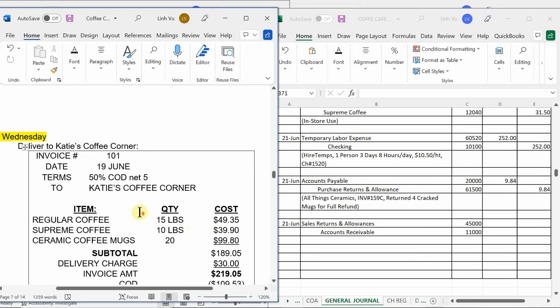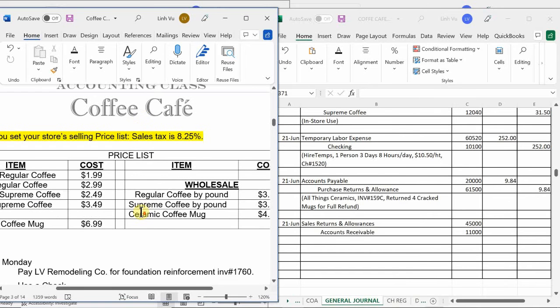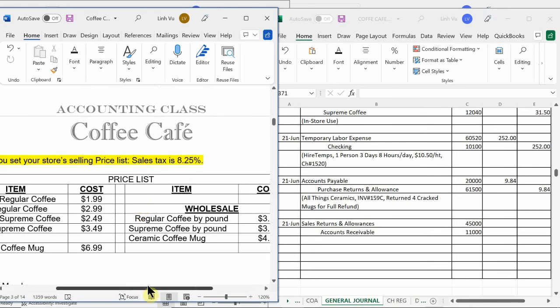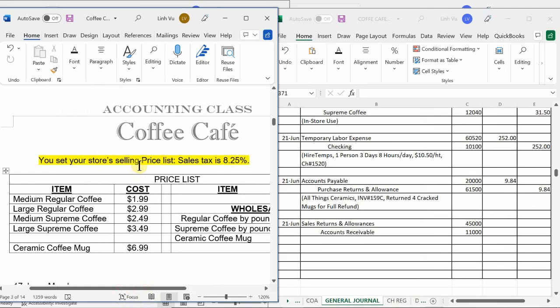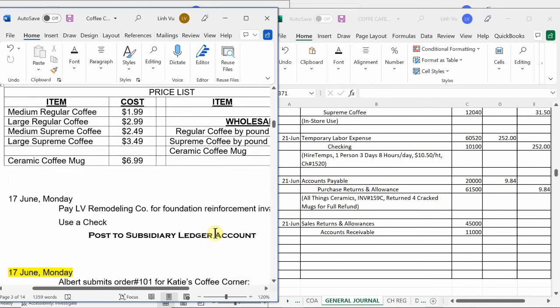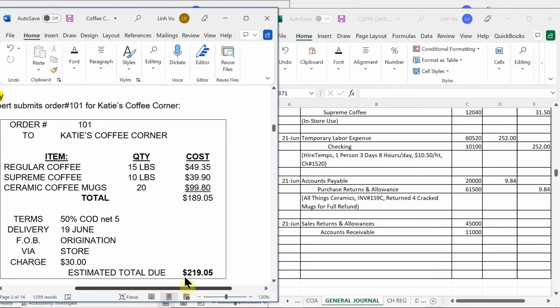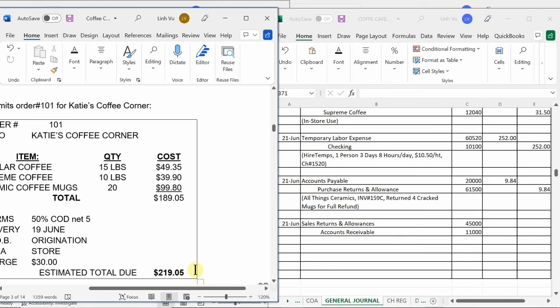But what you can do is look back at what our store said we were going to sell those coffee mugs for. So in this case, right here are the price points. This isn't a general sale. We sold to Katie as a wholesaler, so she got the wholesale price. So in this case, we charged her $4.99, and that's the only thing that we can actually charge on her account. You can even double verify. Does 20 times $4.99 equal $99.80? If it does, then that's the number you're using.